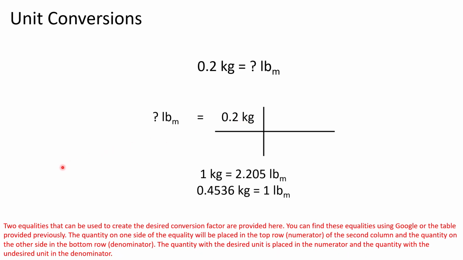2 equalities that can be used to create the desired conversion factor are provided here. You can find these equalities using Google or the table provided previously. The quantity on one side of the equality will be placed in the top row or numerator of the second column, and the quantity on the other side in the bottom row or denominator. The quantity with the desired unit is placed in the numerator, and the quantity with the undesired unit in the denominator.